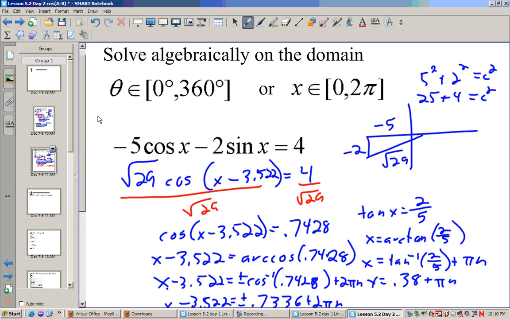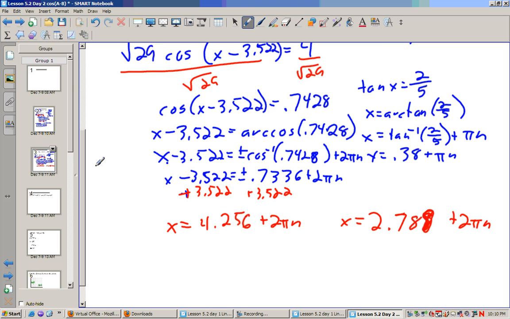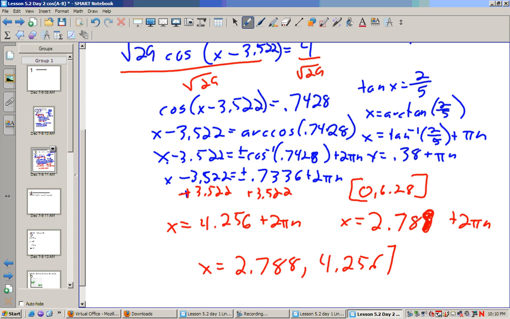All right, so the values are between 0 and 2 pi. So that's between 0 and 6.28. So if I add 2 pi or subtract 2 pi from each of those, I'm going to be out of my zone. So it's going to be 2.788 and 4.256. All right, those problems are done.